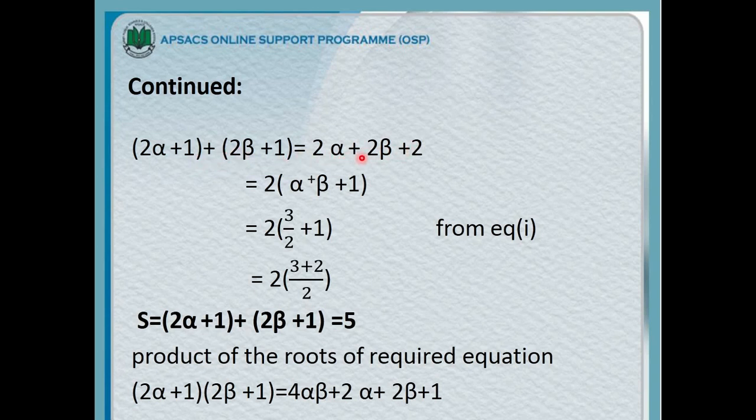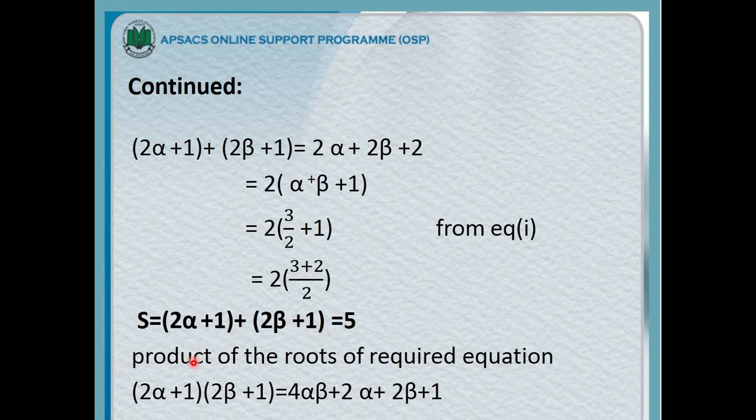Now, see students, in this expression, 2 is common in all three terms, so we will take 2 as common. So we get 2 into alpha plus beta plus 1, and from equation 1 we have the value of alpha plus beta, that is 3 by 2, so we just substitute this value. In the bracket we are required to take LCM, so after taking LCM we get the value of the sum of the roots of the required equation, which will be equal to 5.